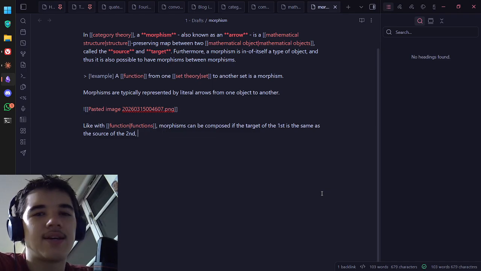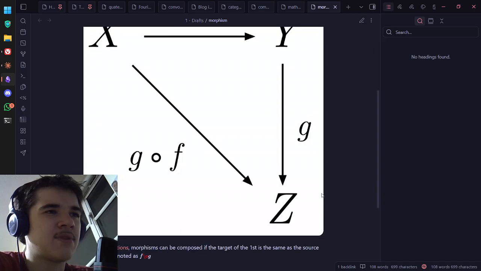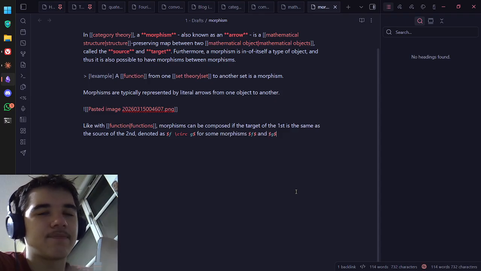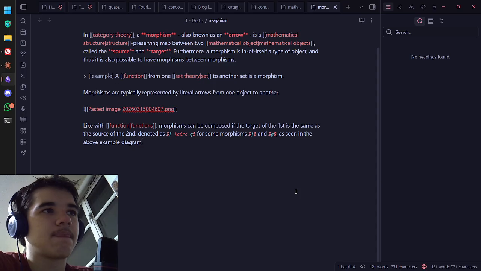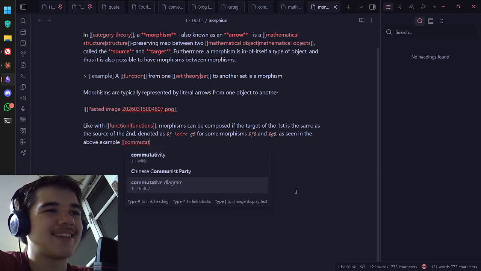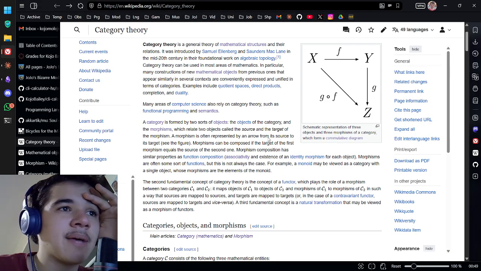Denoted as f, I think of is the word there, or maybe a circ. I think it's circ for LaTeX. Yeah, f of g for some morphisms f and g, as seen in the above example diagram. Commutative diagram. See, I can now link to this. Oh, I love it. It's all come together. Okay. Morphism. Yeah. Okay.